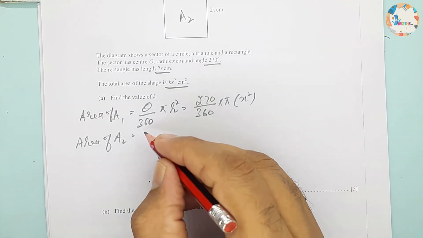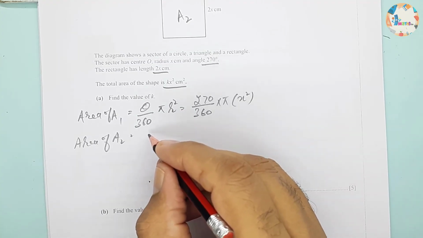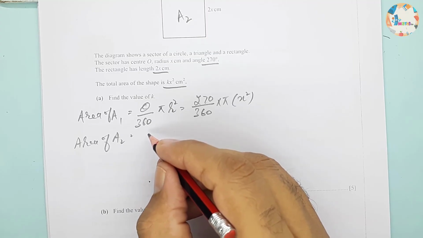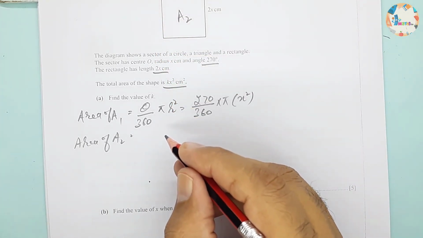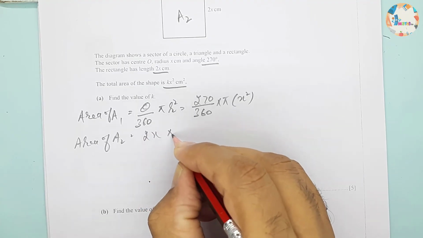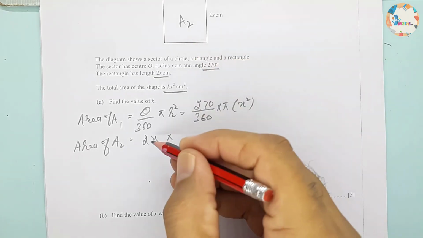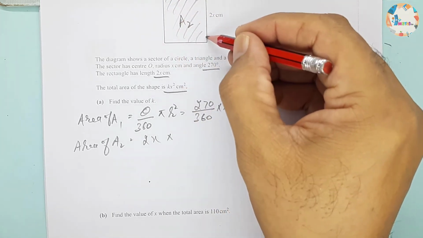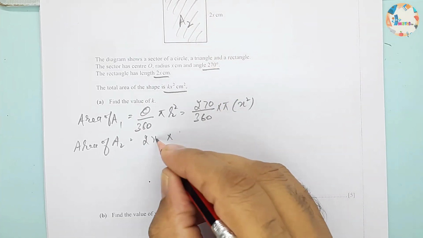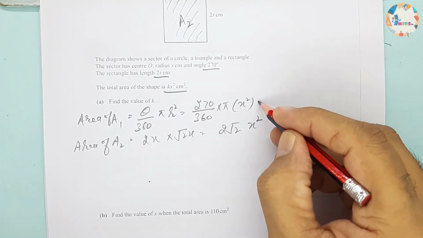Area of this triangle will be 1 by 2 into base into height. So base is this one, height is this one. Area of A2, basically, this rectangle, we are talking about this A2 shape, which is length into width, so 2x multiplied by root 2 x, so this will be equal to 2 root 2 x squared. So we are done with area 1, area 2.